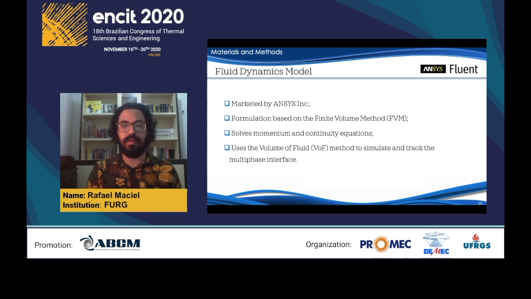The second model we used in the study was a fluid dynamics model, in this case ANSYS Fluent. It is marketed by ANSYS Incorporated. It has a formulation based on the finite volume method. It solves the momentum and continuity equations, and it uses the volume of fluid method to simulate and track the multiphase interface, in this case the interface between water and air.